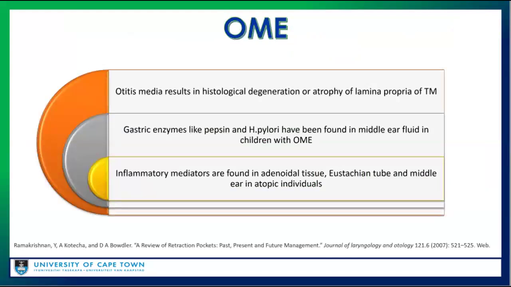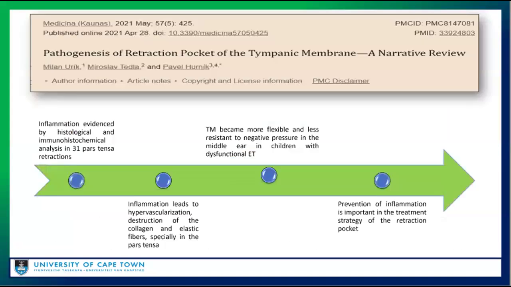Otitis media with effusion also has a role to play. Otitis media results in histological degeneration and atrophy of the lamina propria of the tympanic membrane. It has been found that one can observe pepsin and Helicobacter pylori in the middle ear fluid. Inflammatory mediators are also found in adenoidal tissue and eustachian tube, as well as the middle ear in atopic individuals.